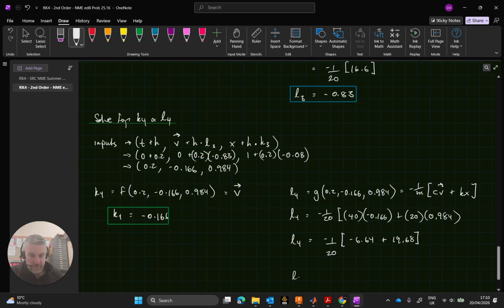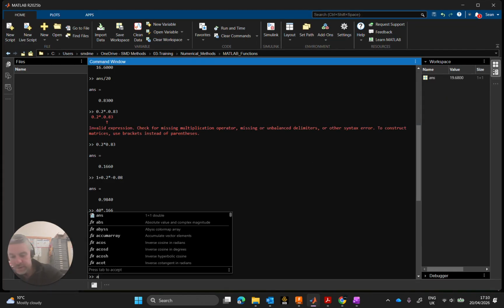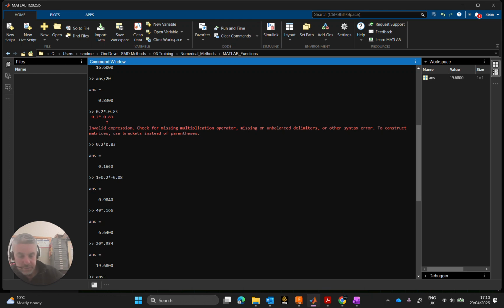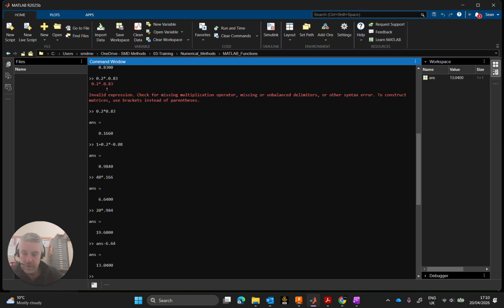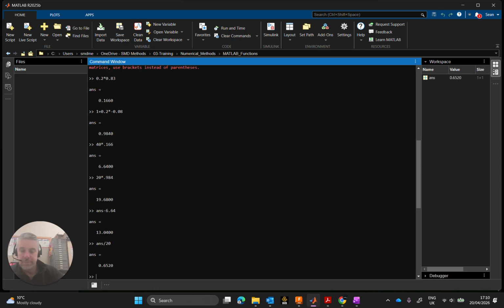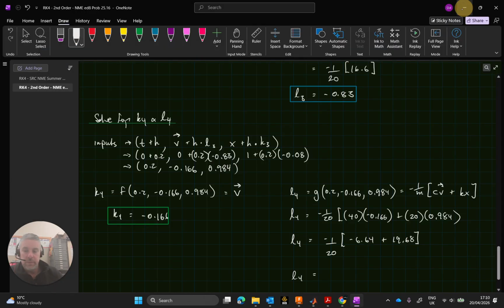So L4 is going to be equal to that. Let's go back to MATLAB: answer minus 6.64 is 13.04. Of course, we need to divide that by 20, over m. Yep, 0.652, which will be a minus number as well: minus 0.652. That's in green.